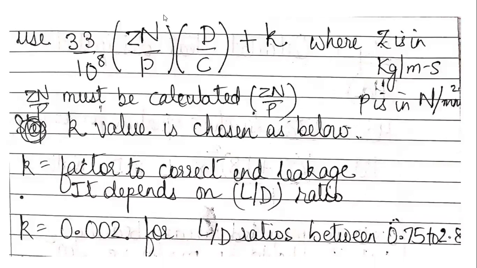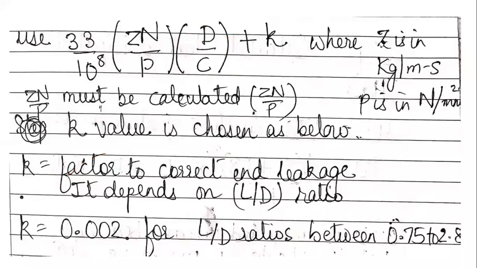What is this value of K called? K is called the factor to correct end leakage. And this factor totally depends on L by D ratio. That's why in the first slide itself, I told you that our Mackey's equation is dependent on 3 variables: Zn by P, that is bearing characteristic number; L by D ratio, because this K value you have to take on the basis of L by D ratio; and D by C, that is journal diameter to diametral clearance ratio.